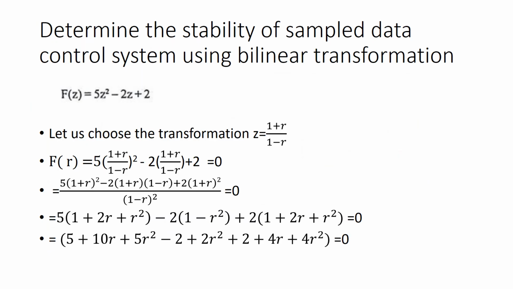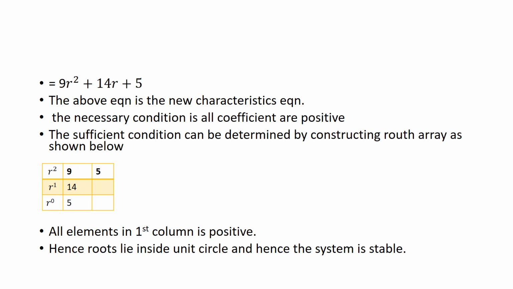We'll move on to one more problem in bilinear transformation, that is f of z is equal to 5z square minus 2z plus 2. So I'm replacing z by 1 plus r divided by 1 minus r. Then I have taken LCM 1 minus r the whole square, and the denominator goes to the right hand side, becomes 0. I'm expanding all the squares, multiplying, and collecting all the square terms, r terms and the constants together. Finally I get an equation like this: 9 r square plus 14 r plus 5. So this is my new characteristic equation.